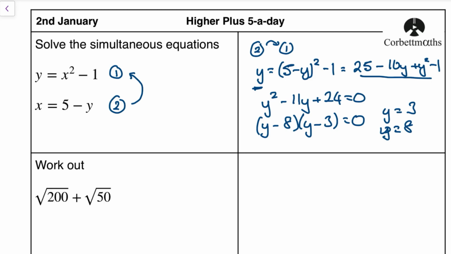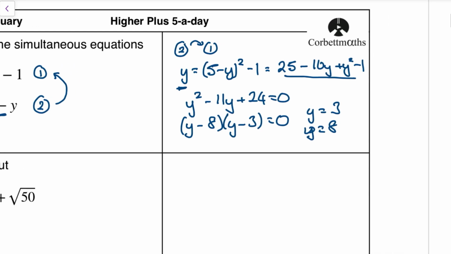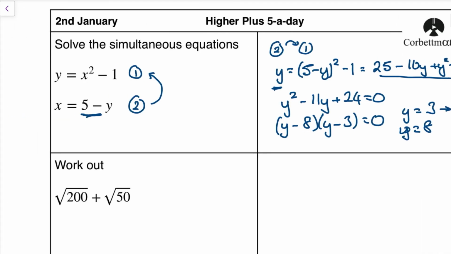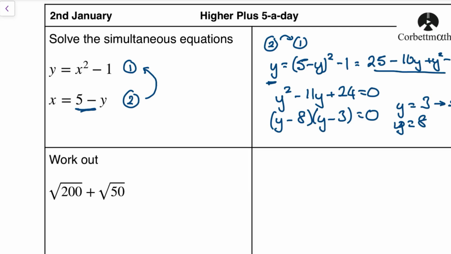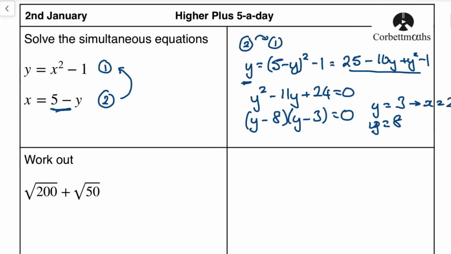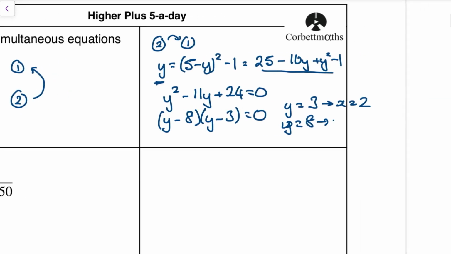So remember equation 2. Equation 2 says the x value is equal to 5 minus y. So therefore, now I need to be really careful here. I'm going to put some space over here. If y equals 3, then x equals 5 minus 3, which means that x is equal to 2. And if y equals 8, then x equals 5 minus 8, which is equal to x equals minus 3.